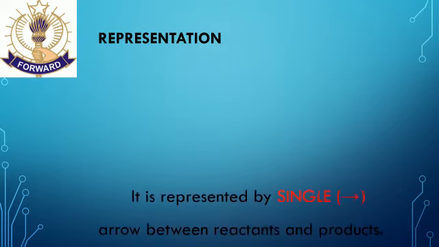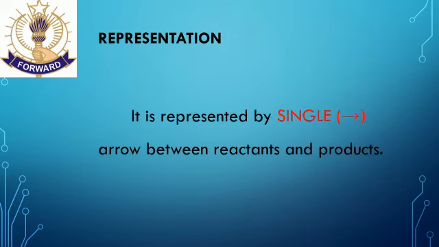Now here is the representation of the irreversible reaction. We can represent the irreversible reaction by a single arrow between the reactants and products. Here you can see that the reactants, once they react together, will be converted into products. So it means that the products, once formed, will not be converted back into the same reactants. Therefore, they are called irreversible reactions.